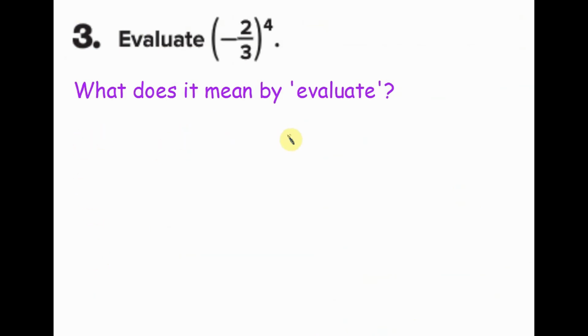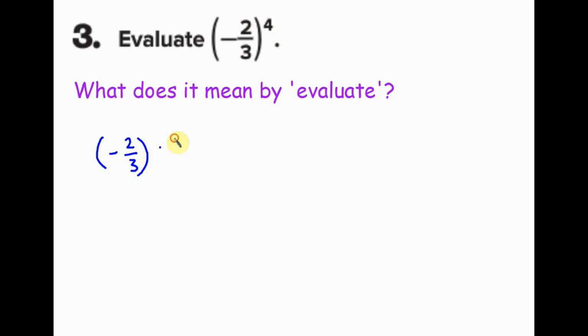Evaluate means either you're going to determine or calculate the numerical values. In other words, you will be adding, subtracting, multiplying, and dividing to find out what this expression will be equal to. Here, if you have negative 2/3 to the 4th power, your base is being multiplied 4 times.